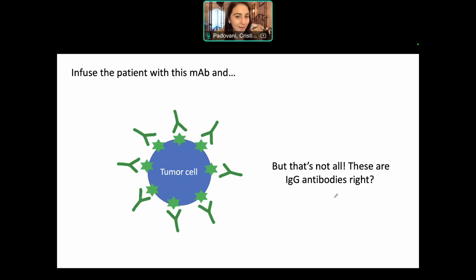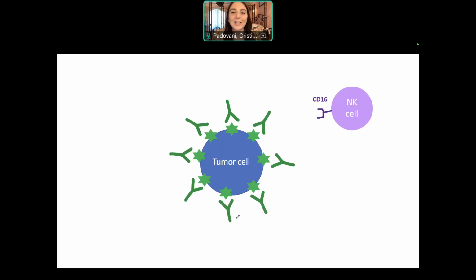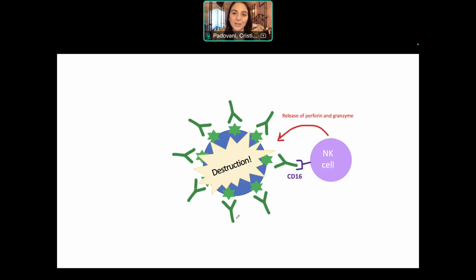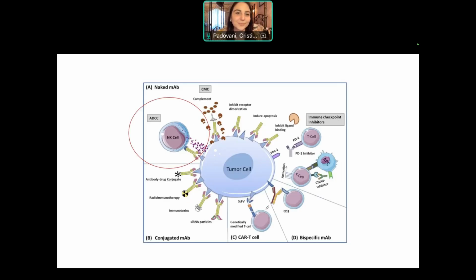But that's not all, right? Because these are IgG. So here's an IgG antibody with its Fc portion just sticking right out for the rest of the immune system to see. So you can get ADCC. Here's an NK cell, and here's its CD16 on its surface. It can bind to it, and then it can release perforin and granzyme. So you get cellular cytotoxicity, antibody-dependent cellular cytotoxicity. This is just an example of how monoclonal antibodies can help kill tumor cells.